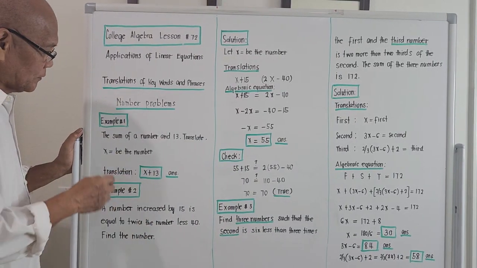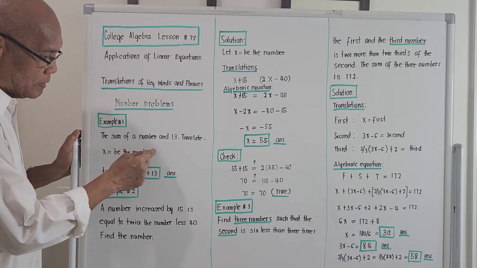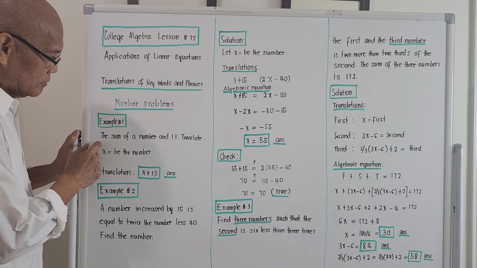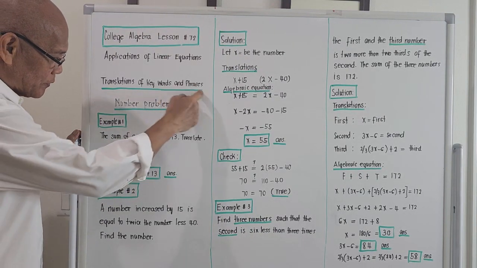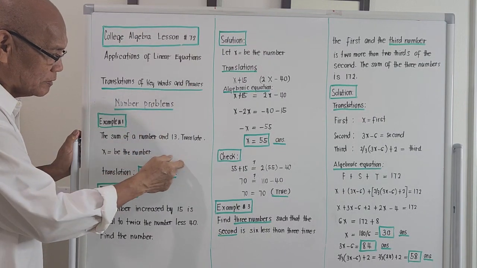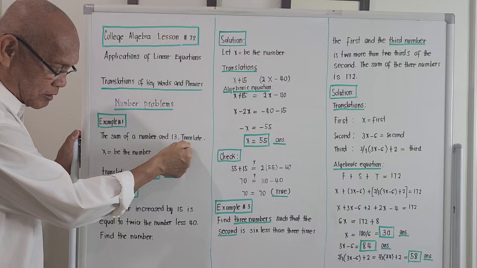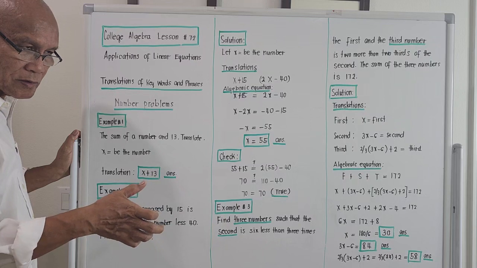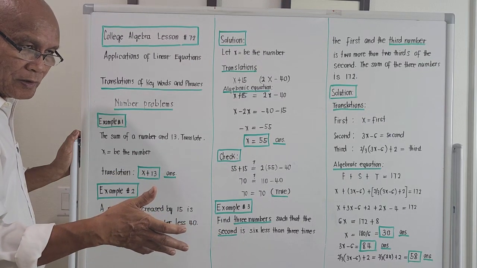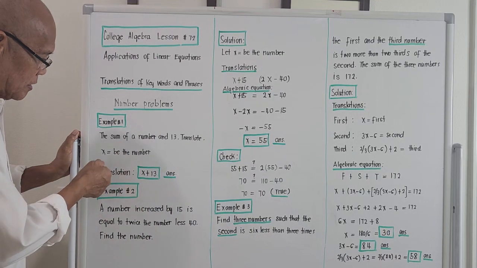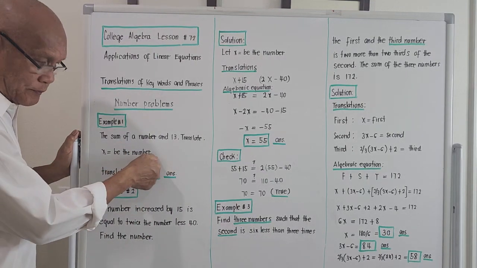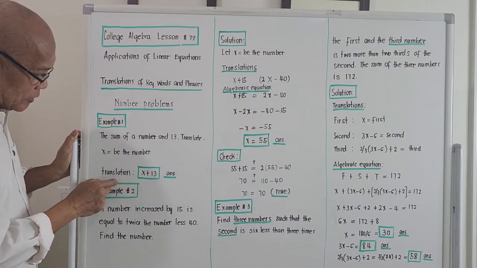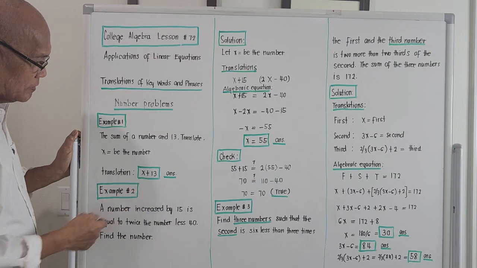Example number one. The sum of a number and 13. These are words or phrases. The problem is asking us to translate this into an algebraic expression. It will be something like this. We let x be equal to the number. So if we translate these words or phrases, the translation will be x plus 13.